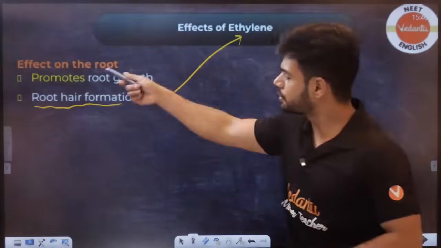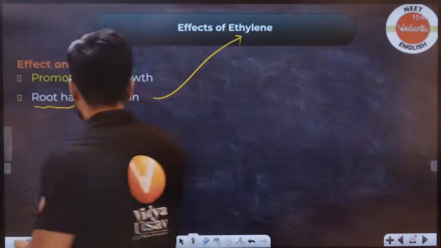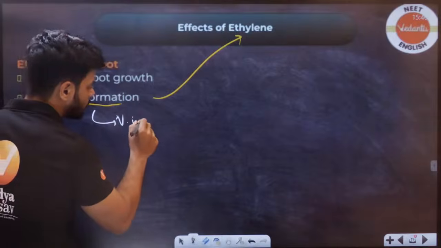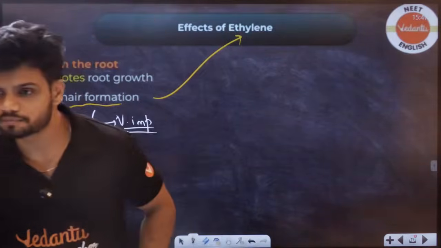Now, in roots, it promotes root growth and promotes root hair formation. Again, very important. Why? Because tell me which hormone, students.